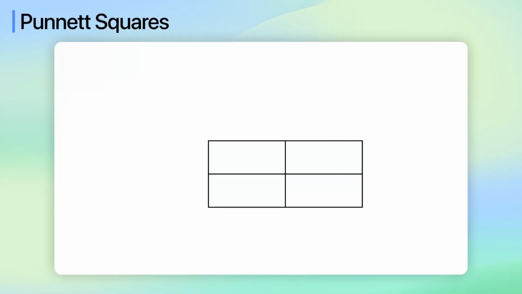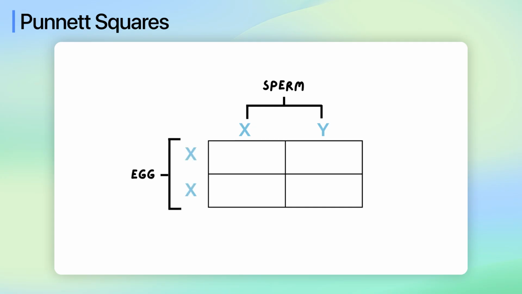To visually understand this concept, we can use a Punnett square. In a Punnett square for sex determination, the male's potential sperm contributions, X or Y, are placed on the top, while the female's egg contribution, X, is placed on the side. Here's how you can construct it. Write X and Y across the top to represent the possible sperm chromosomes, and then write 2 X's to the side for the egg chromosome. Now, fill in the squares as shown.